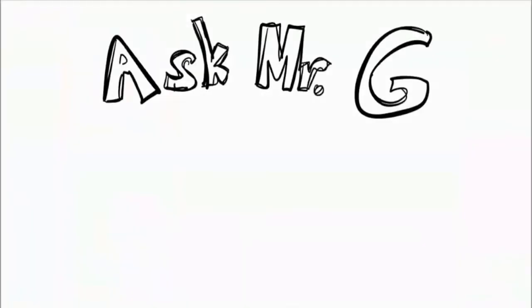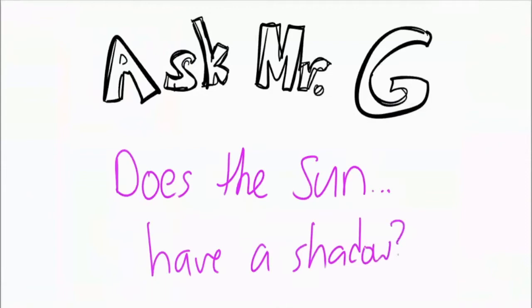This episode of Ask Mr. G is once again based on a question asked during a stream of the week where somebody wanted to know whether the sun has a shadow. And during the stream, I was kind of like, well, obviously, the sun doesn't have a shadow.